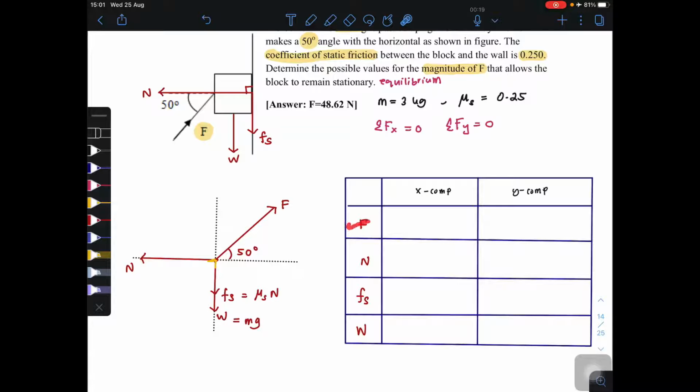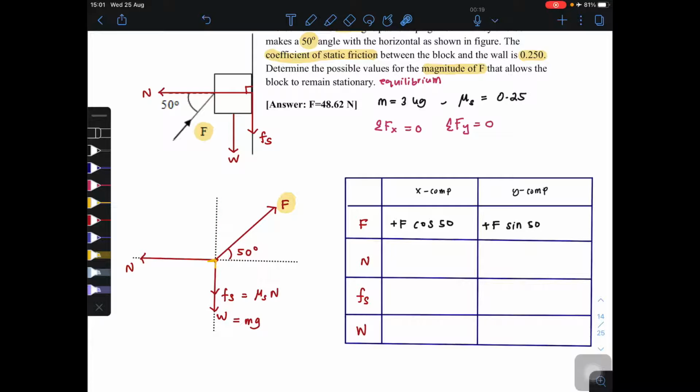We start with F. So F here resolve into X and Y component. X component to the right, and it is positive. So positive F. Okay, F yang kita mau carikan tadi. So we don't have value for F. Positive F cos 50. Since angle dekat X axis, so Y component ubah kepada positive sin 50. Positive sebab dia dekat atas.